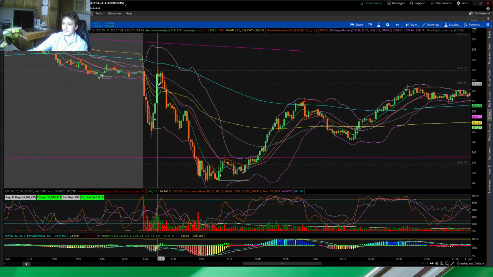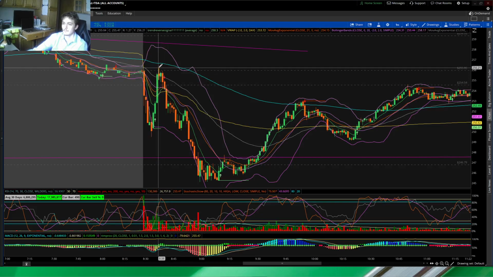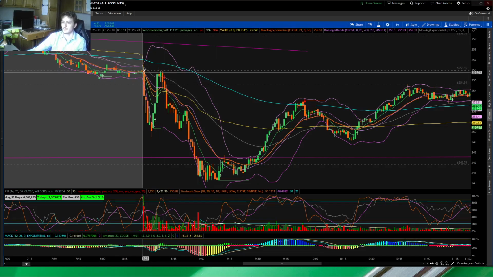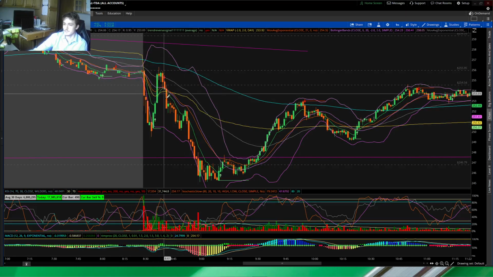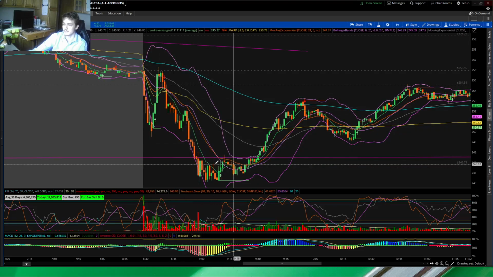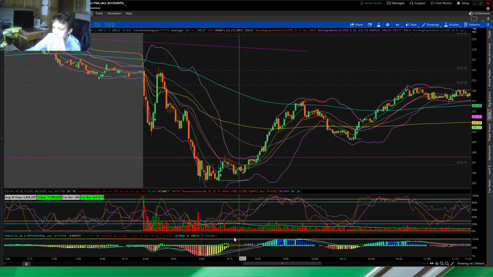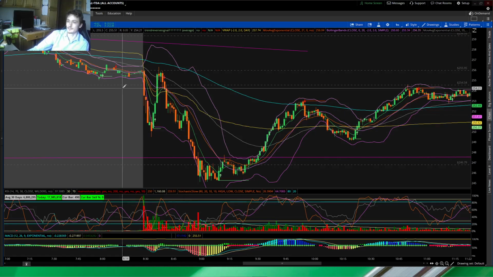You saw the hammer, the little top with the big wick on top, and it failed to break the open level, so boom. I mean, this was just a perfect trade right here. Yeah, God, I wish I traded that, but I didn't. And then I had a nice squeeze down here for a reversal. Yeah, that was just a great setup right there.